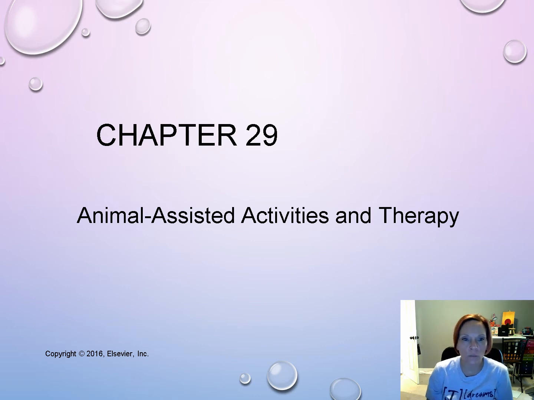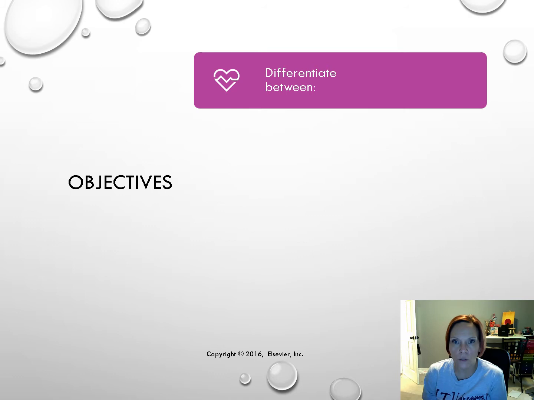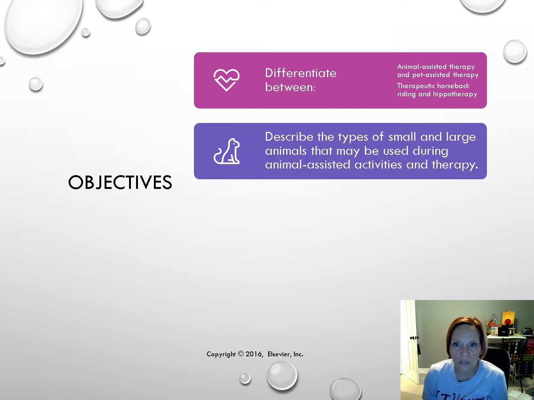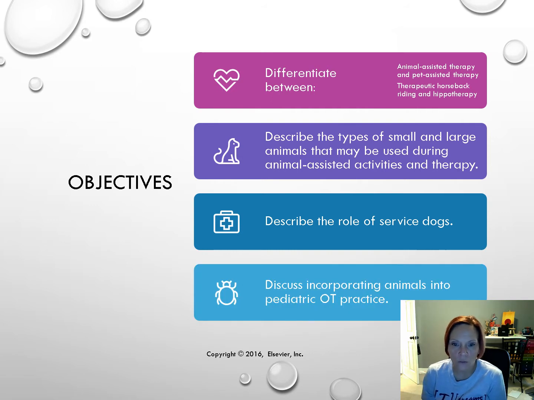Class. Today we're going to be looking at animal-assisted activities in therapy, chapter 29 in your book. The objectives we're looking for are to differentiate between animal-assisted therapy and pet-assisted therapy, therapeutic horseback riding, and hippotherapy. Describe the types of small and large animals that may be used during animal-assisted activities in therapy, and describe the role of service dogs. Also, discuss incorporating animals into pediatric OT practice.